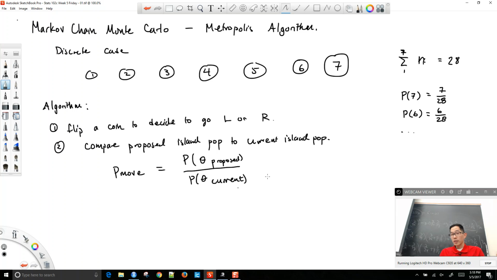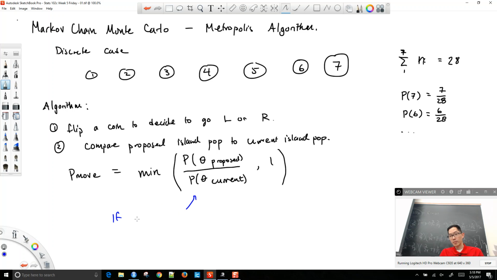However, if the proposed island is bigger than the current island, this will give you a ratio bigger than 1. So we say the move probability is either this or 1, whichever is the smaller of the two. Meaning if the proposed island is bigger than the current island, then we move with probability 1. And if the proposed island is smaller, we move with the probability of this divided by this. Yeah?